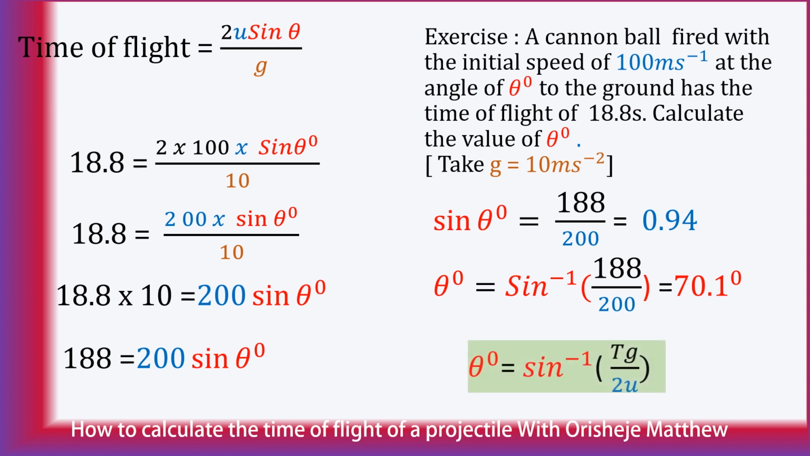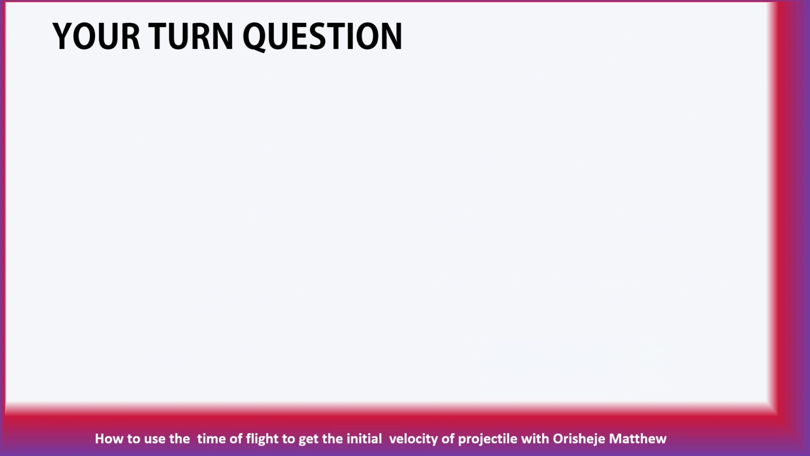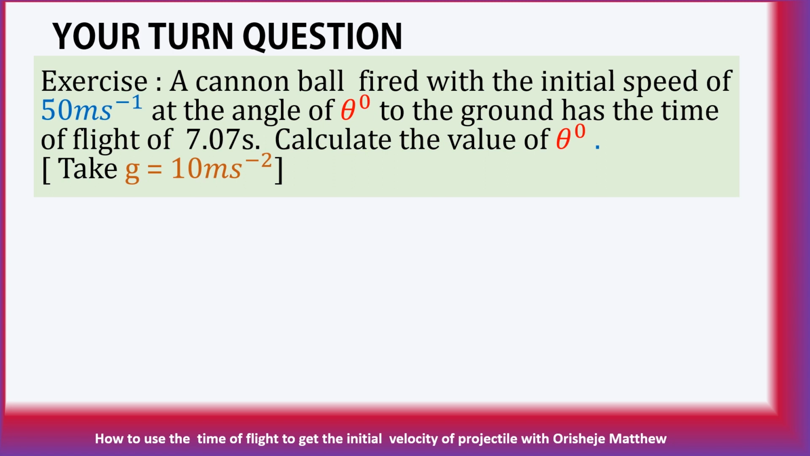So now let's go to your turn question. I want you to be part of this, to see whether you understand what I've explained. Your turn question: A cannonball fired with the initial speed of 50 meters per second at the angle of theta to the ground has the time of flight of 7.07 seconds. Calculate the value of theta.